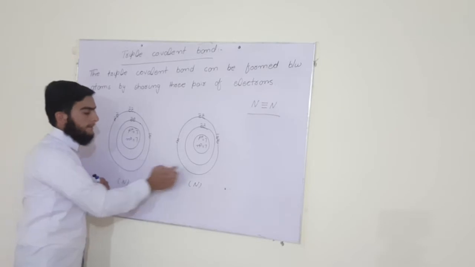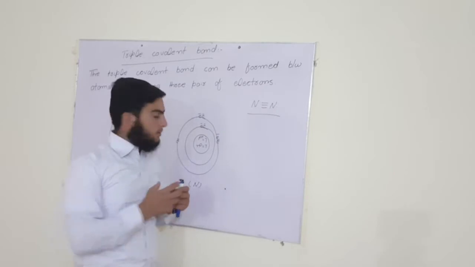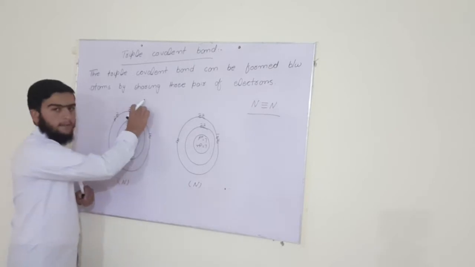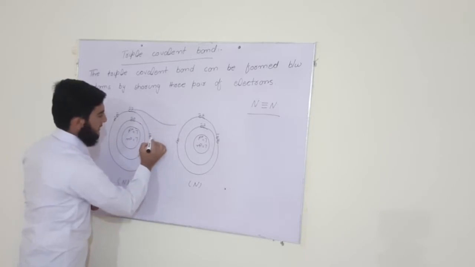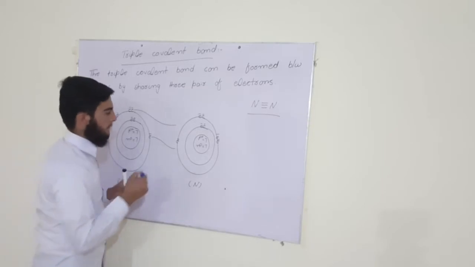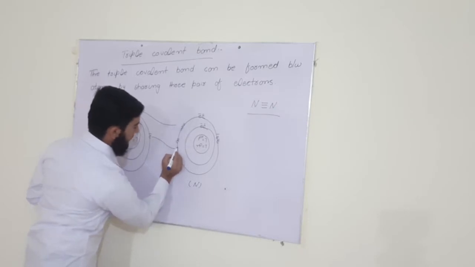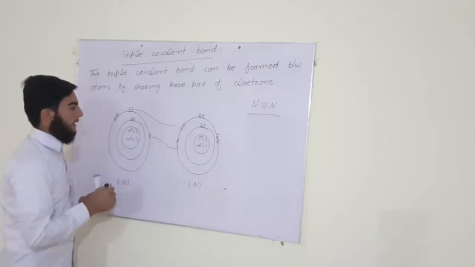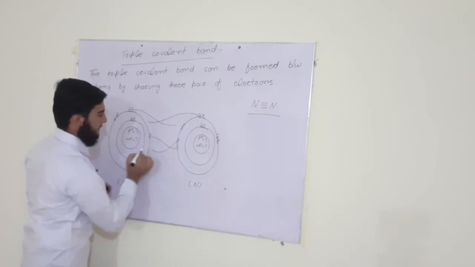Now, this nitrogen atom and this nitrogen atom both want three more electrons to stabilize their own cells. So now, this nitrogen atom will share these 3 electrons with this nitrogen atom. Now this nitrogen atom shared these 3 electrons with this nitrogen atom, and this nitrogen atom will also share these 3 electrons with this nitrogen atom.